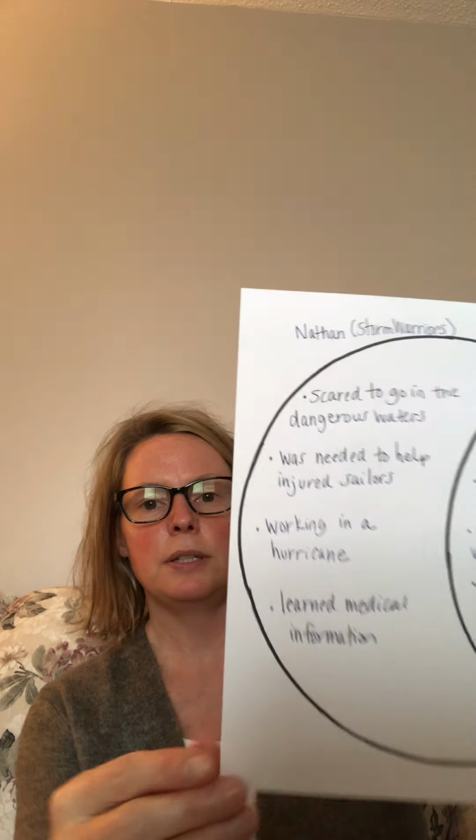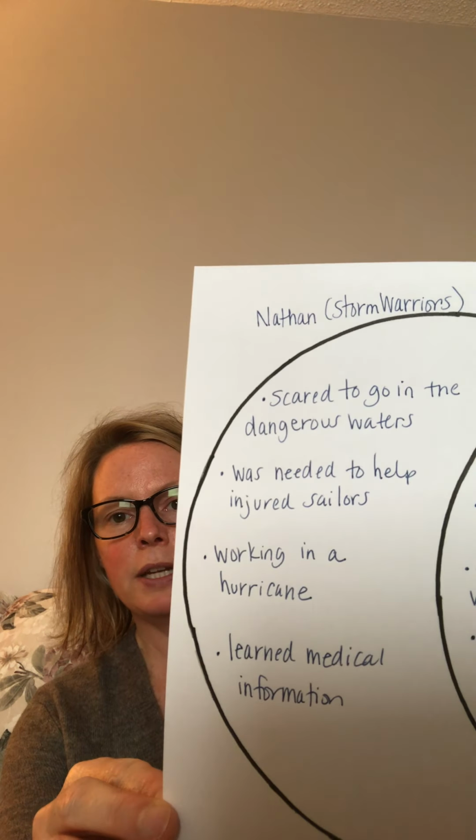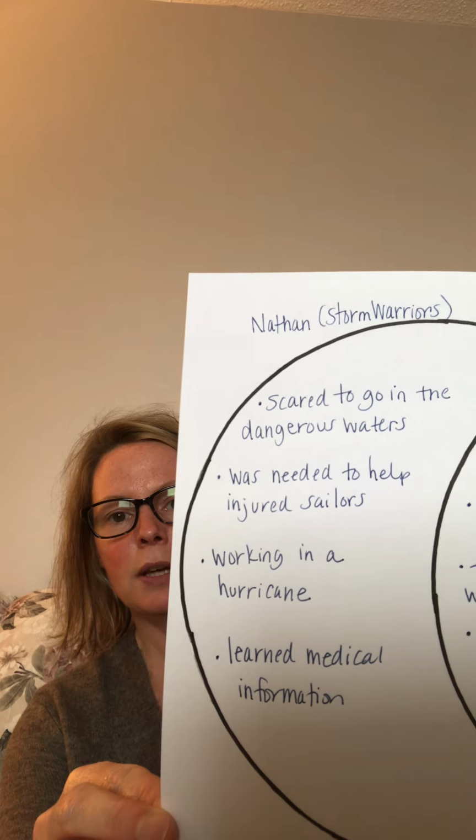Nathan was scared to go into the dangerous waters. He was needed to help the injured sailors. While he was working, there was a hurricane going on, and Nathan was really eager to learn things, but it was more medical information. So this would be part of the Venn diagram that would be just about Nathan.